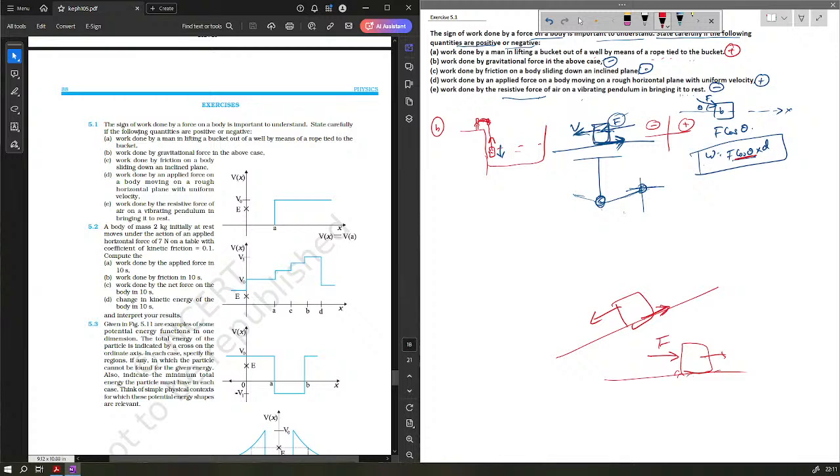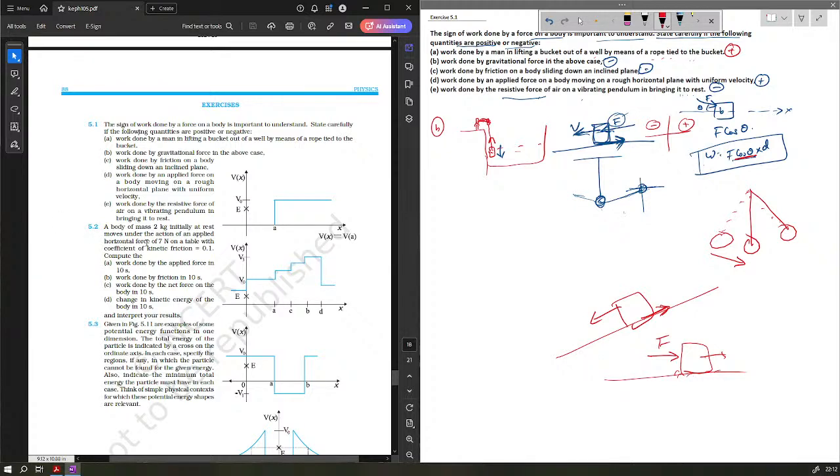Let us assume that there is a pendulum. At one instance it's swinging on the left, at another instance it's in the middle, and at another it's swinging on the right. When the bob of the pendulum is moving towards the central position, the air is resisting and acting in the opposite direction. The frictional force always acts in the opposite direction of motion. So in this case also, the work done by the frictional force should be negative.